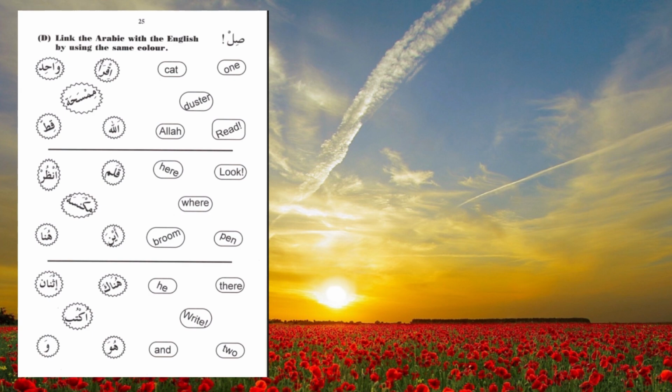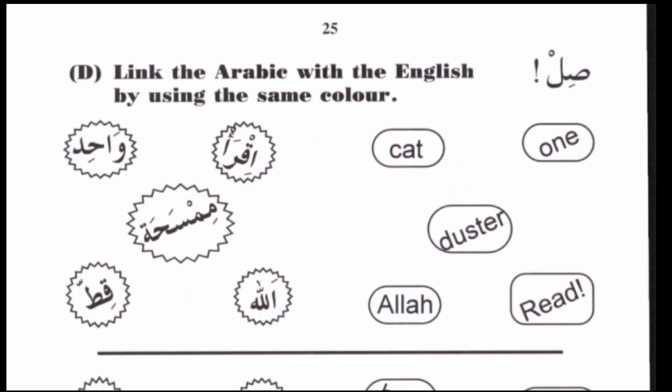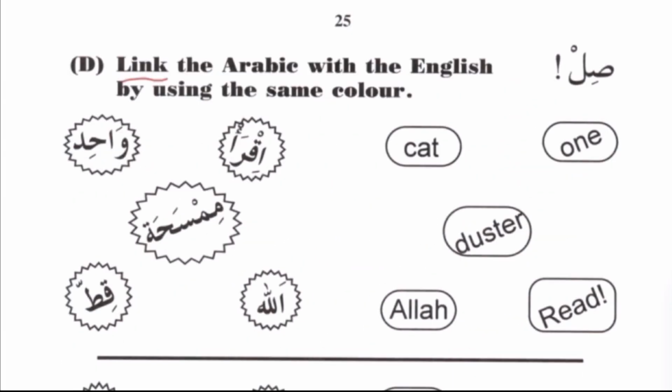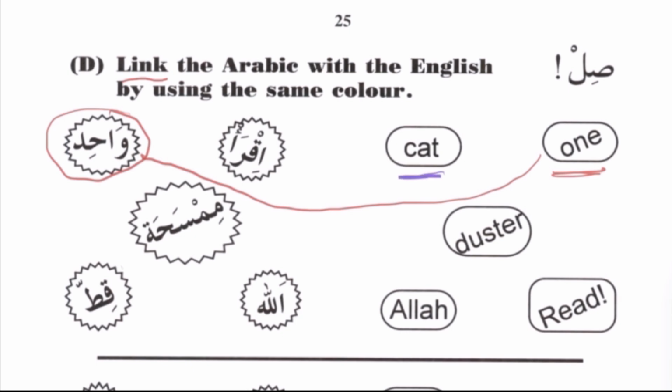And here it says sil, which is of course link. And the idea is to link the English word with the correct Arabic word. Now one is wahid. So we can simply draw a fairly straight line to link that. It's perhaps a good idea to use different colors. Second one is cat, and that is kid. So we can link that.